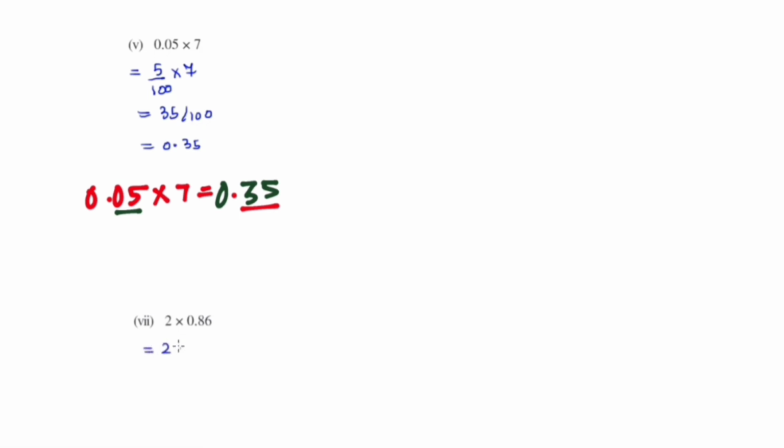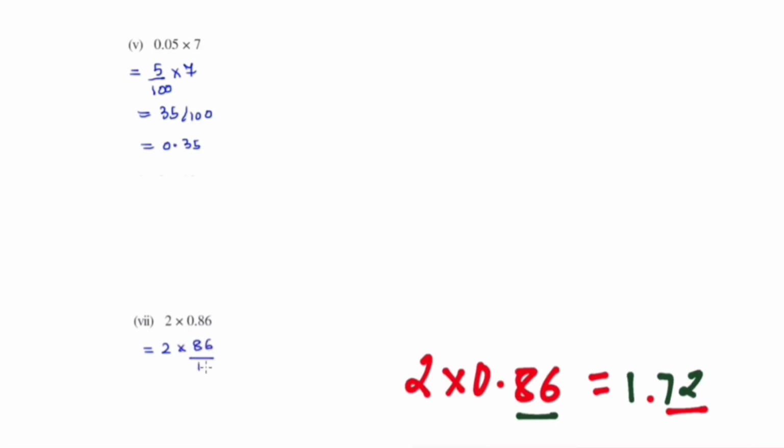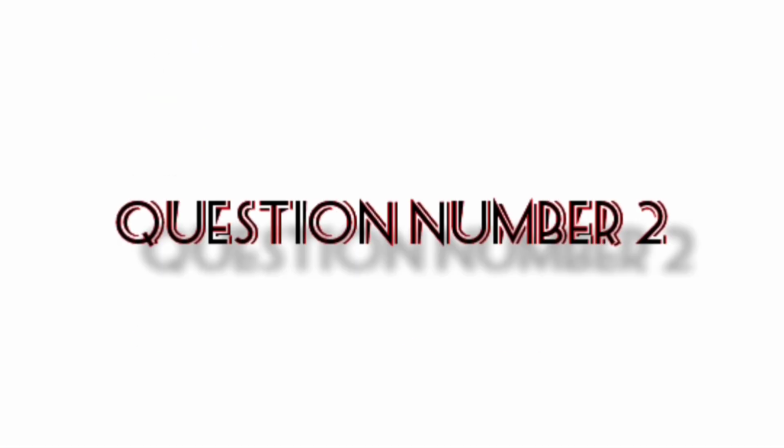So we will write the same, 2 times 86 over 100, right? Now multiplying the numerator, we will get 172, and as the denominator we will write 100. Now we have two zeros, so we will put the decimal going right to left in the number. So 1.72 is the result. This is how we will do question number 1. Now moving to question number 2.